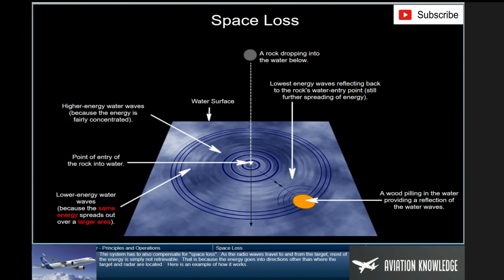The system has to also compensate for space loss. As the radio waves travel to and from the target, most of the energy is simply not retrievable. That is because the energy goes into directions other than where the target and radar are located. Here is an example of how it works.